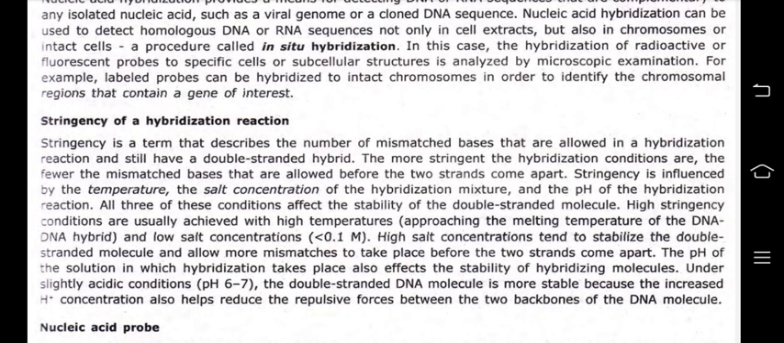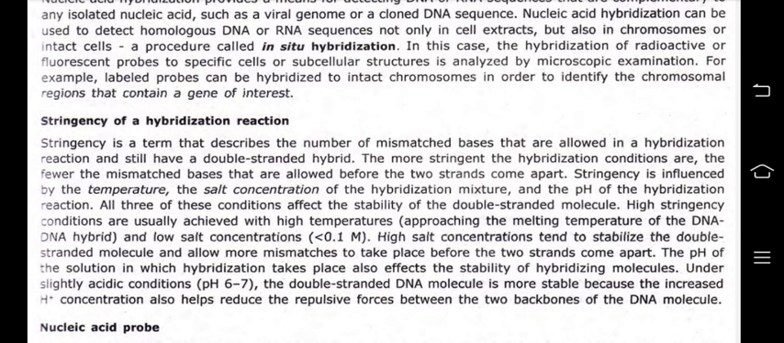hybridization reaction. Stringency is a term that describes the number of mismatched bases that are allowed in a hybridization reaction and still have a double-stranded hybrid. The more stringent the hybridization conditions are, the fewer the mismatched bases that are allowed before the two strands come apart. Stringency is influenced by the temperature, the salt concentration of the hybridization mixture, and the pH of the hybridization reaction. All three of these conditions affect the stability of the double-stranded molecule.